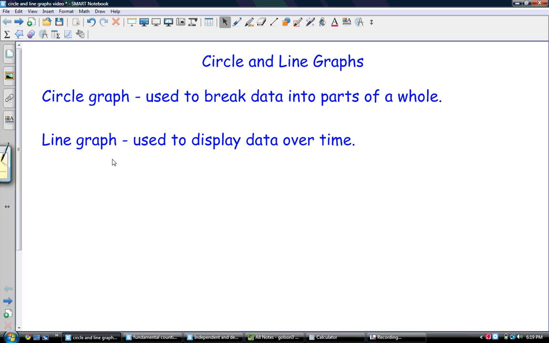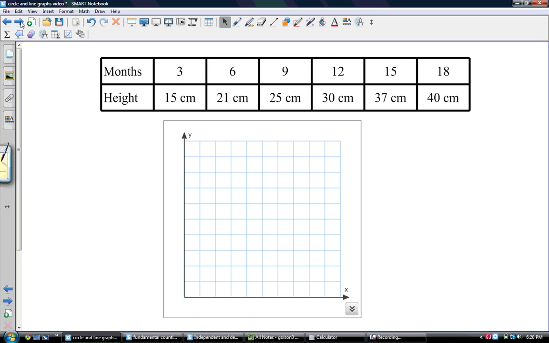The circle graphs, I know you've seen them before, but you've never made one before. That's going to be something new, but it's just a combination of some things you have done in the past, so it shouldn't be too bad. But first, we just need to remember that a circle graph, we use that when we want to break data into parts of the whole thing, where a line graph is used to display data over time. So those are the basic uses of each. And we're going to start by looking at a line graph.